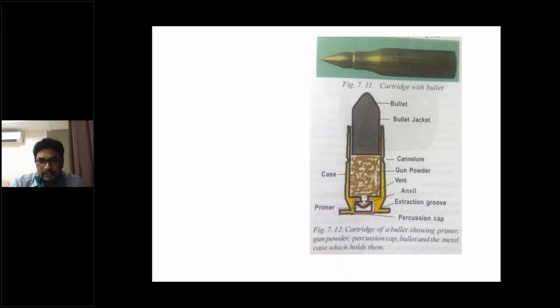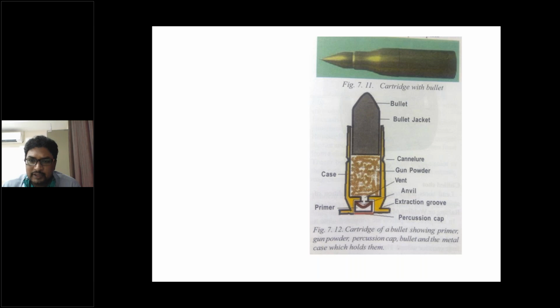So you can see this is the anatomy. First is the percussion cap. The percussion cap is a cap where the firing pin will hit the primer. What is a primer? A primer is nothing but an ignition point where, if it is hit with a mechanical force, it will produce a spark.